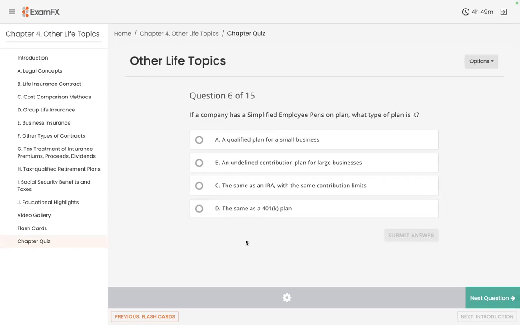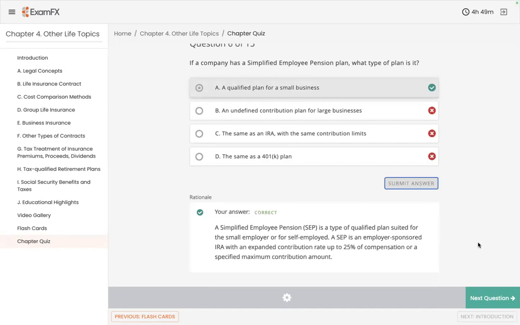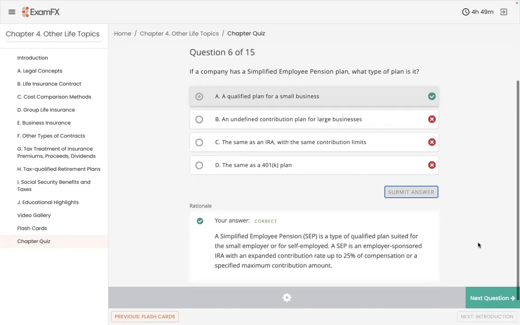If a company has a simplified employee compensation plan, what type of plan is it? Qualified plan for small businesses, an unqualified contribution of a large business, the same as an hourly. Yeah, I did not know that one. So this is a SEP IRA. It's for small business owners.